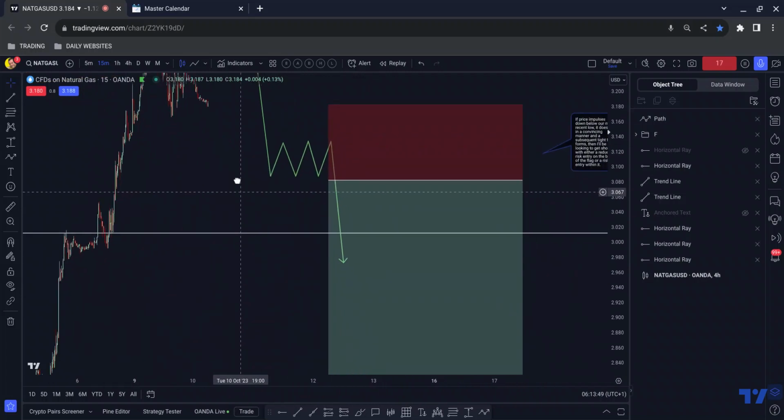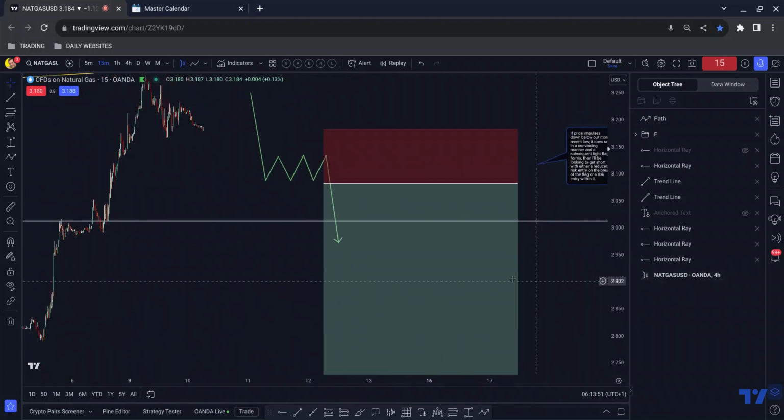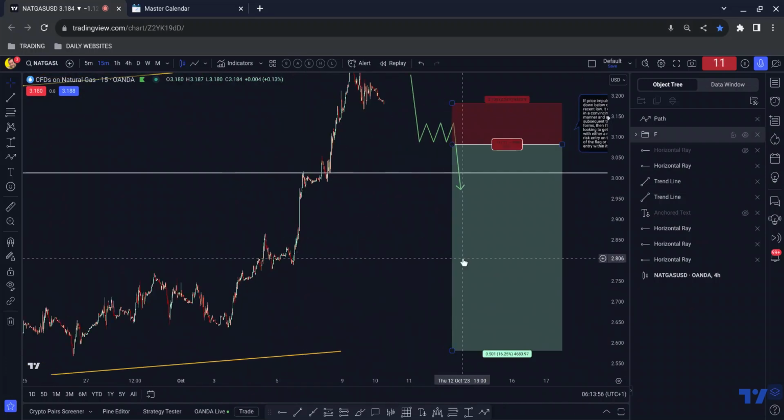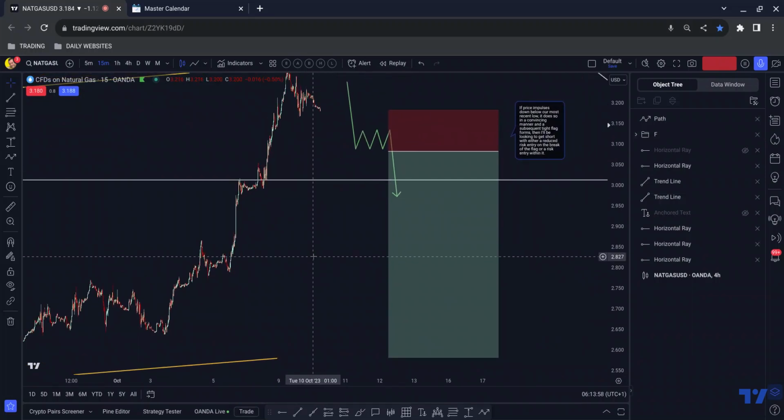Then I would look to get short on the break of the flag, and I would be able to manage this down to this trend line here for something in the region of 5%. That's what I'm going to be looking for today, folks.